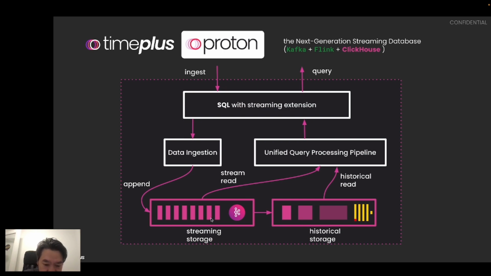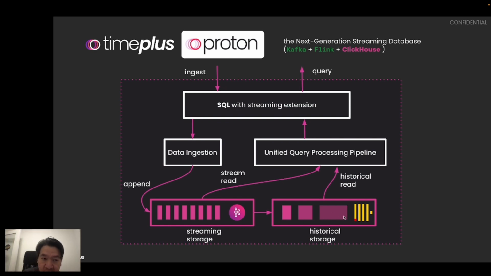We have two storage systems. The first is the streaming storage. It's actually an append-only log, similar to Kafka, but it's not Kafka. It's a streaming-only system, and since it's an append-only log, when new data comes in, it immediately knows and can act. And the historical storage is based on ClickHouse.